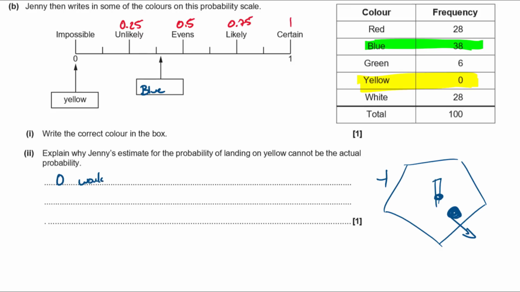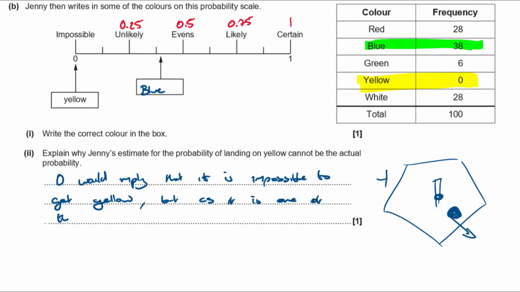0 would imply that it is impossible to get yellow, but as it is one of the sides of the spinner, it must be possible, although unlikely, to land on it.